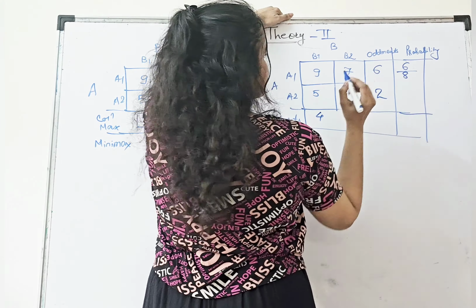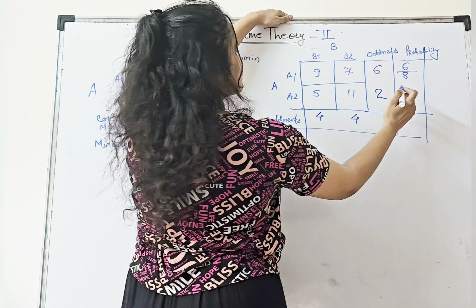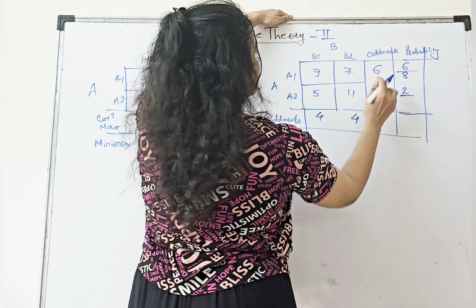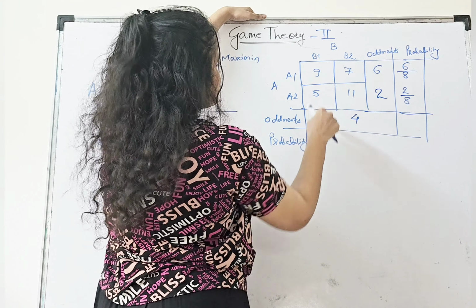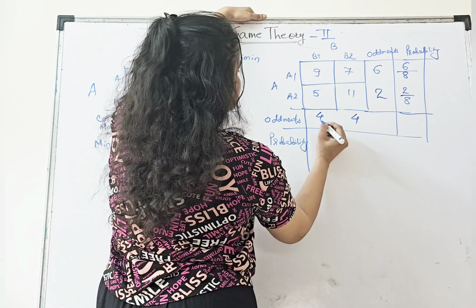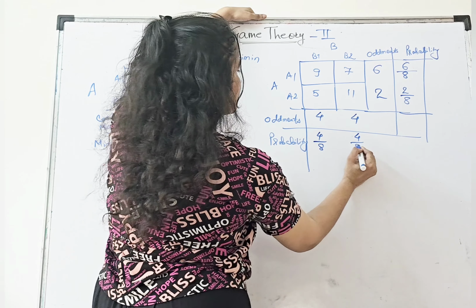6 plus 2 is 8. Yes. So, and then the probability for A2 is what? 2, right? Oddment divided by total of the oddments, 8. Yes. If you go column wise, for B1, the probability is this 4 divided by this 4 plus 4, 8. Here also this 4 divided by 8.